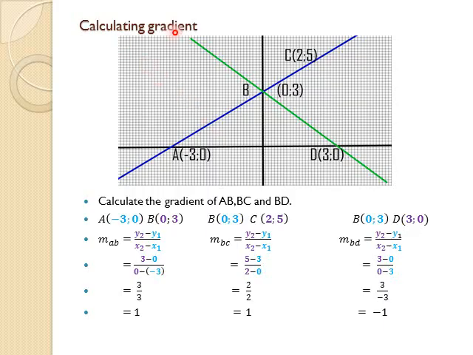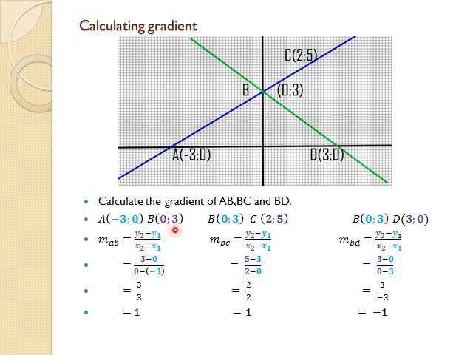Now, calculating gradient. We give you two lines there. You can see there's a blue line going through A and B, and a green line going through B and D. Calculate the gradients of AB, BC and BD. For AB, I've taken A (-3, 0) and B (0, 3). So for gradient AB, y2 minus y1 over x2 minus x1. All my 2's I've colored purple, and all my 1's I've colored blue.